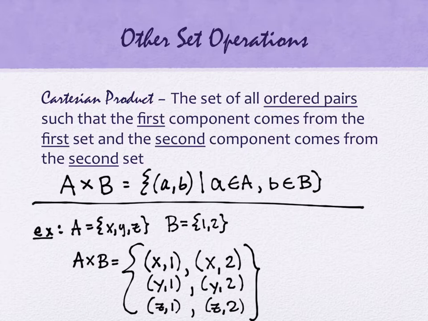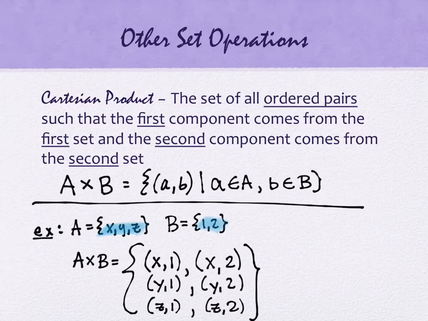How many ordered pairs did I get? 6. Why did I get 6? Yeah. So there are 3 elements here, and there are 2 elements here. And when you pair 3 elements up with 2 elements, one at a time, it creates 6 different possibilities. That's the fundamental principle of counting at play. That's what it really is. We saw that in an earlier section.